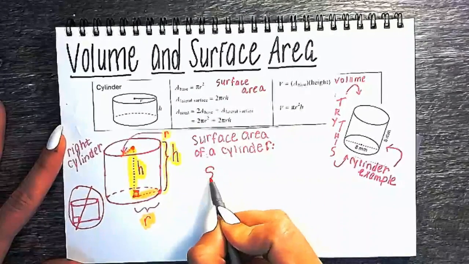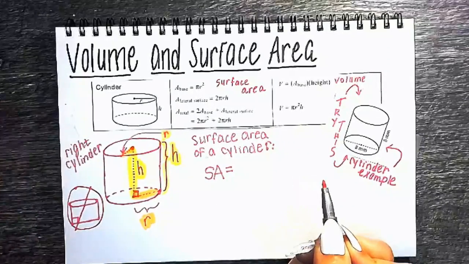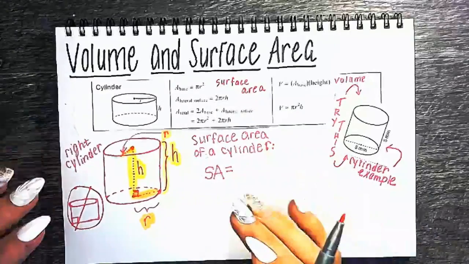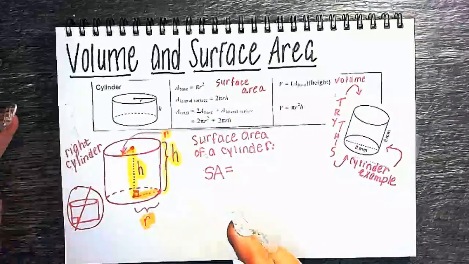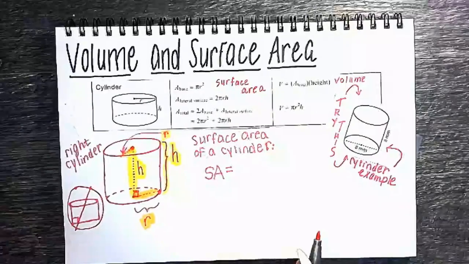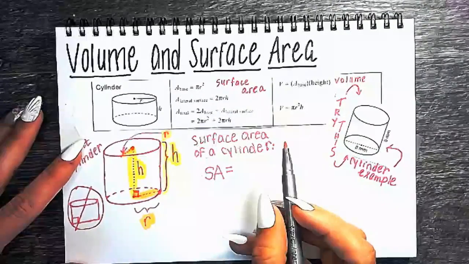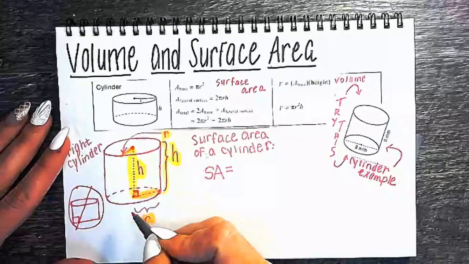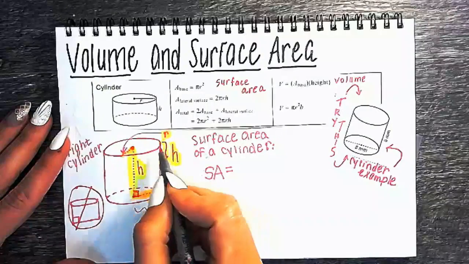I like to use SA as my abbreviation for surface area because I think A is just area of a two-dimensional object, and now we're looking for the area all around the outside of a three-dimensional object. Where did this list of information come from? The surface area is really going to be the top, the bottom, and this outside part.